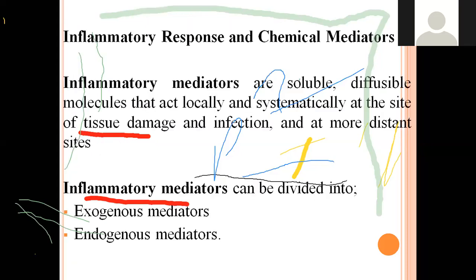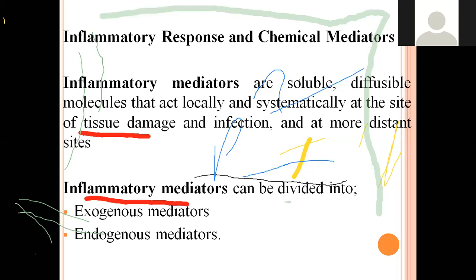So we want to quickly move on to inflammatory response and chemical mediators. Inflammatory mediators are soluble, diffusible molecules that act locally and systemically at the site of tissue damage and infection and at more distant sites. These mediators usually act at the site of injury. They are released, and most of them cause immediate vasoconstriction to prevent further bleeding at the site of injury. So we have a number of these inflammatory mediators.